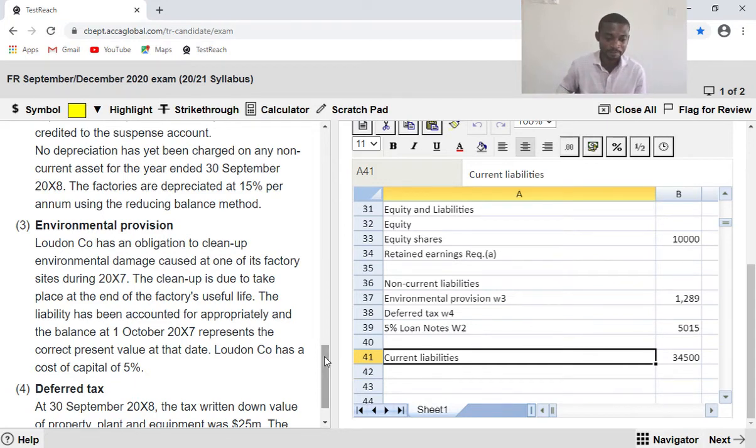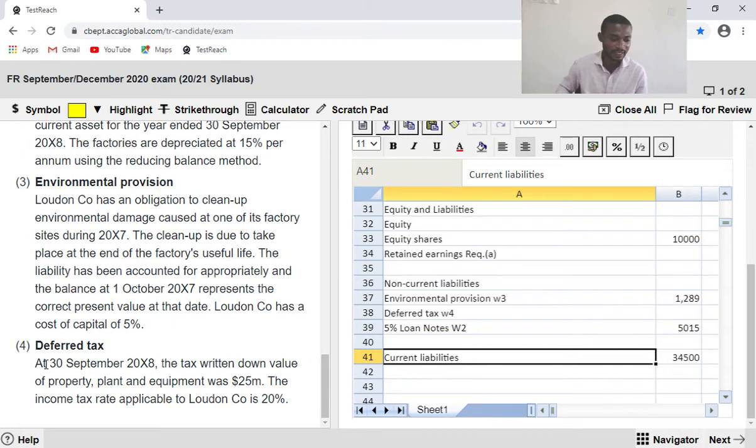Now, the last note we have is deferred tax. And it says that at 30 September X8, the tax written down value of property, plant, and equipment was 25 million. The income tax rate applicable to London Co. is 25%. And when we have tax written down value, that is the tax base. So it means that in this question, we have to find the temporary difference ourselves. Because we already know the total value for PPE, which was 3 something. So we'll pick that value compared to the tax base, and then we can find the temporary difference.